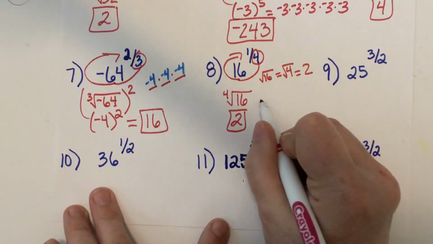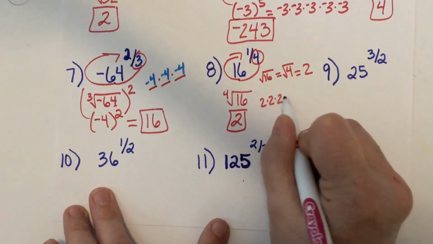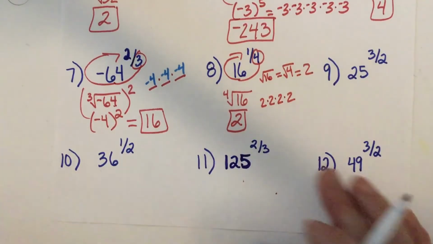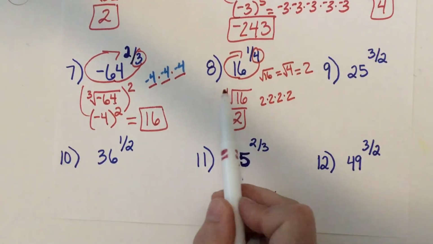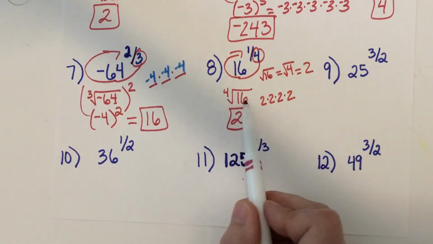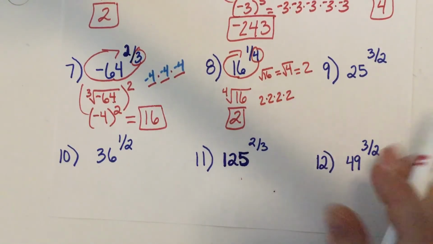And that's because 2 times 2 times 2 times 2, 4 times, makes 16. But a little trick is, if you ever see 4th root, just take the square root twice. The square root of 16 is 4. The square root of 4 is 2.